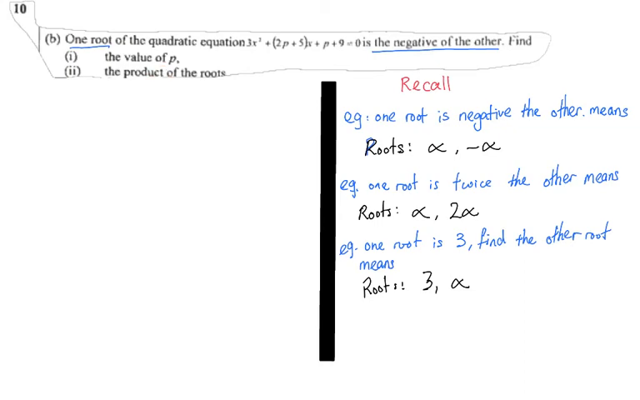Now I give you a hint. This is actually solving simultaneous equation, which means you have to find out the value of p and the root, which is alpha in this case. Now you try.